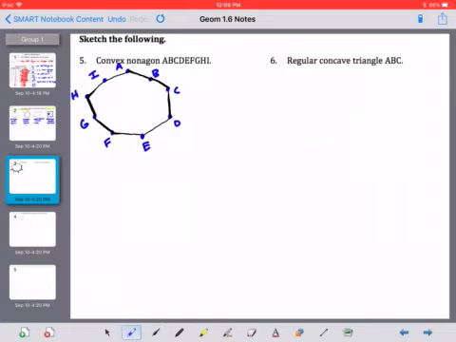All right, number 6, a regular concave triangle ABC. Well, okay, let's try that. A, B. Now, where the heck am I going to put C so that it caves in? If I put it here, let's see. Now I know you could think this, but now it's got 1, 2, 3, 4 sides. It's not a triangle anymore.